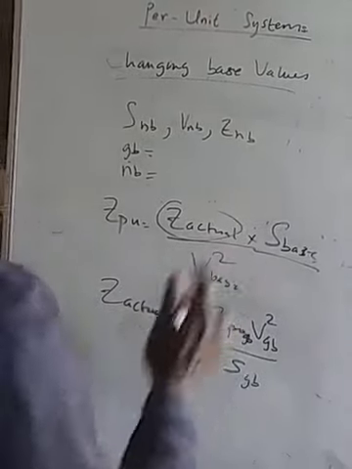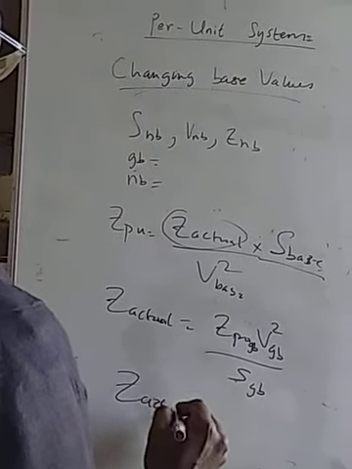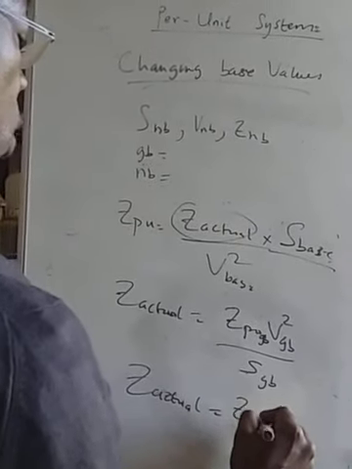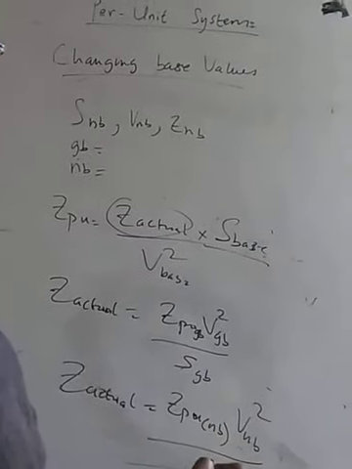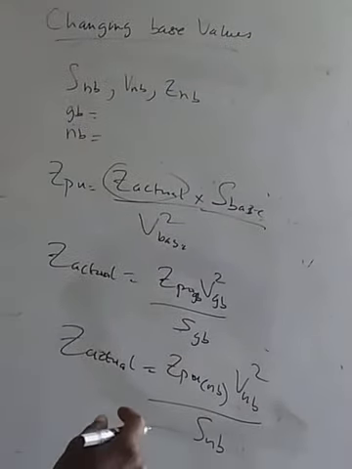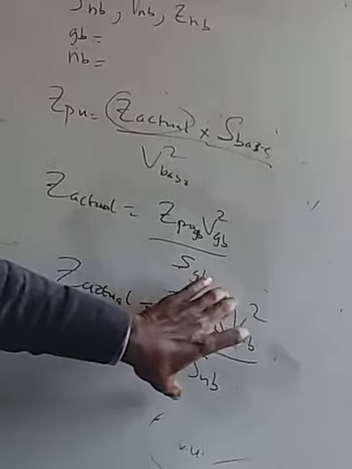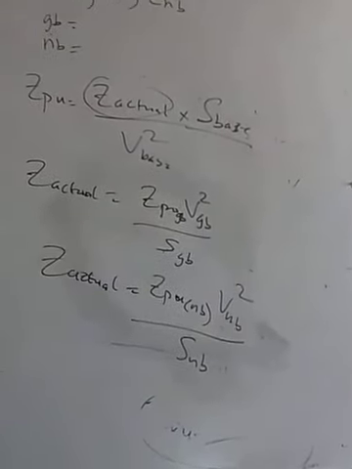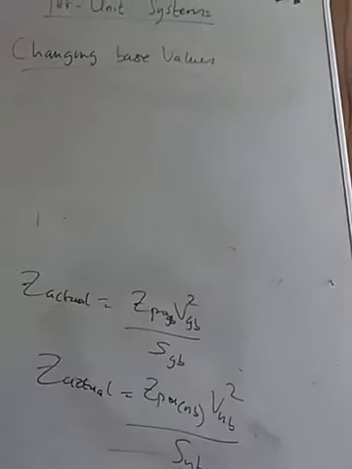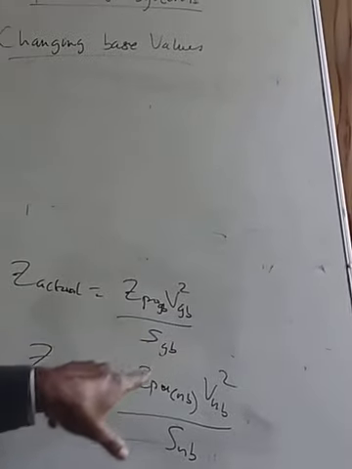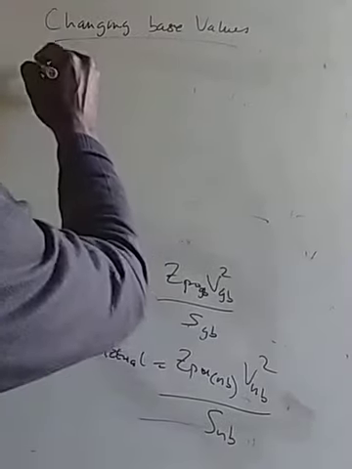If you solve it based on the new base, that means my Z actual also will be ZPU NB times VNB squared over SNB. In which case, if Z actual is this same thing as also this relationship, you can equate the two to each other. If Z actual is ZPU GB VGB squared by SGB, and Z actual is ZPU NB VNB squared by SNB, if you equate them, then you have what?